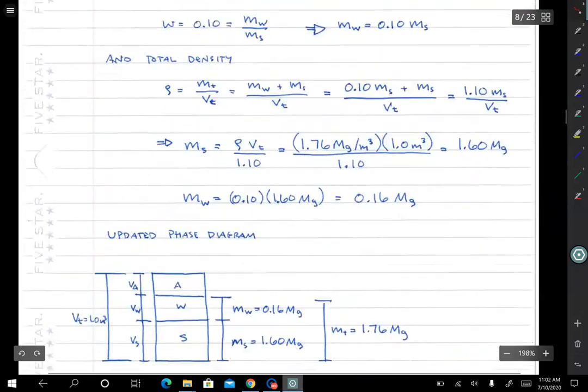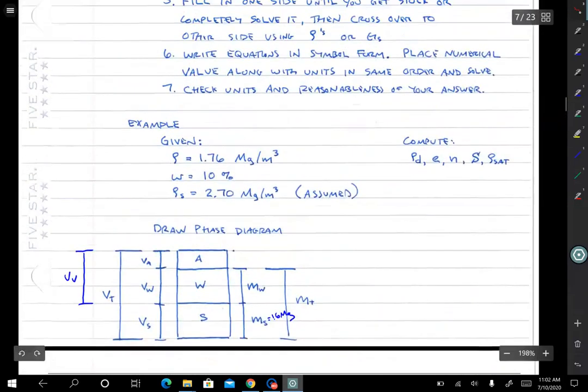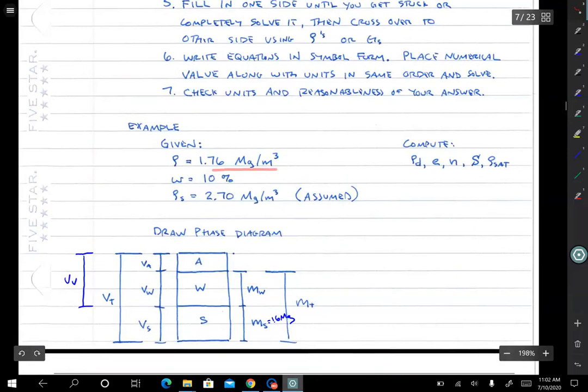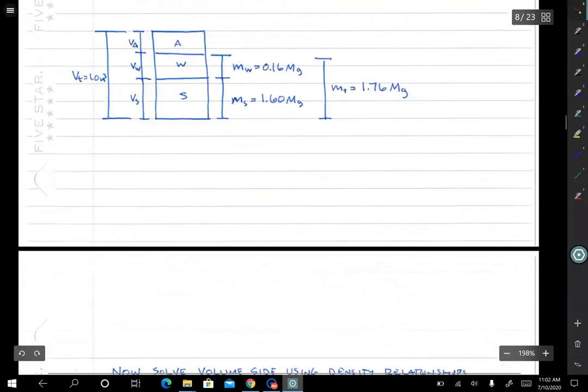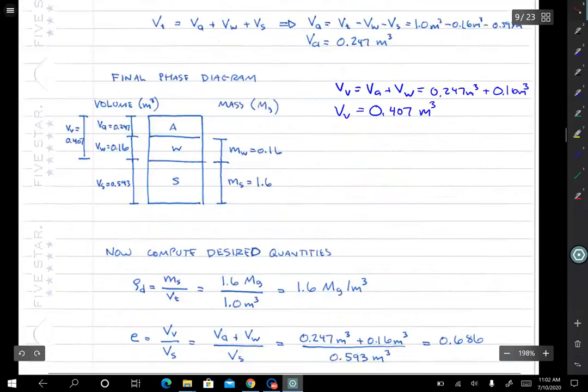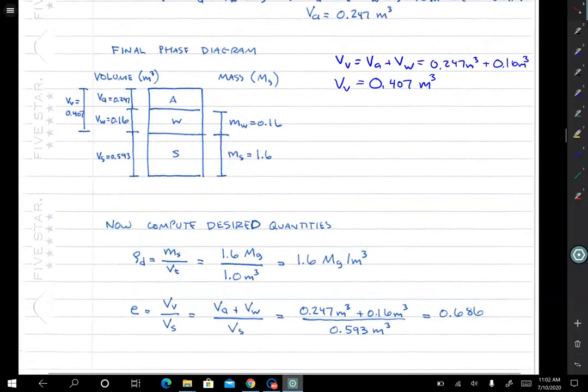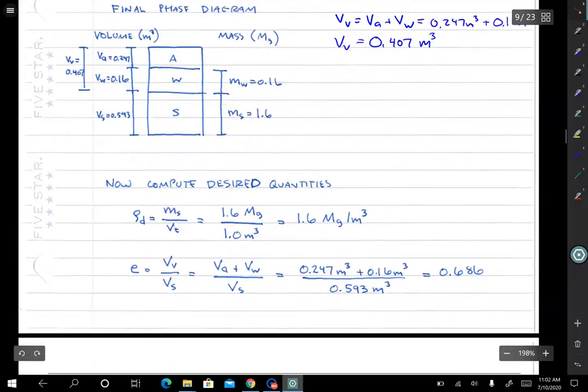The total density that we found was 1.76 megagrams per meter cubed. The dry density should be lower because now we're taking out the mass of water, and it is indeed 1.6 megagrams per meter cubed. So that's the kind of reasonableness check that you should be doing. Make sure that you're getting reasonable numbers. Okay, and then you get void ratio is volume of voids divided by volume of solids, and you get 0.686. Pretty reasonable void ratio.